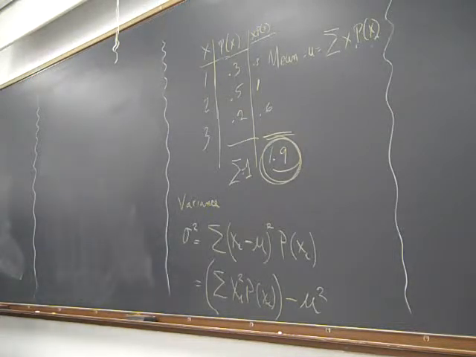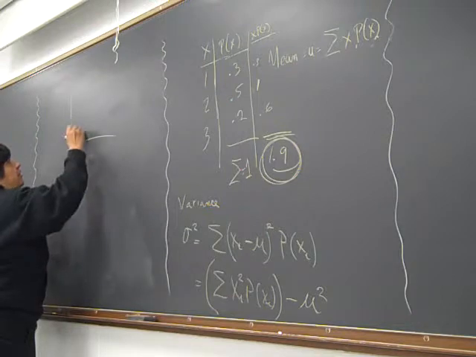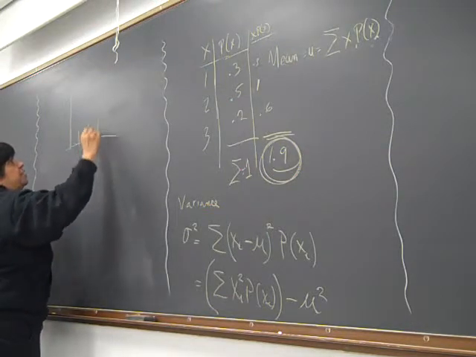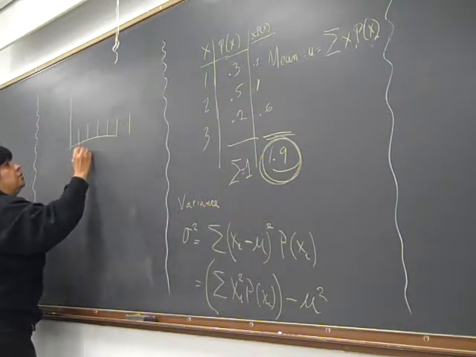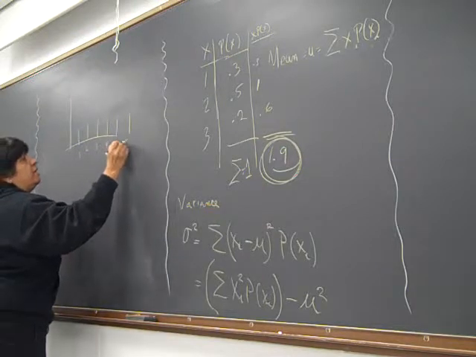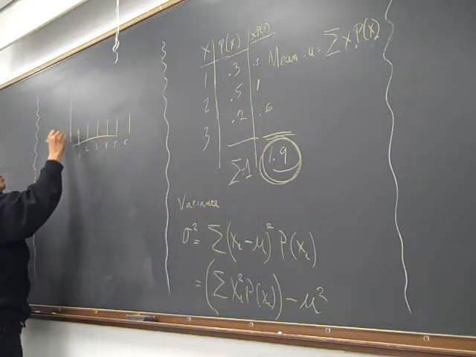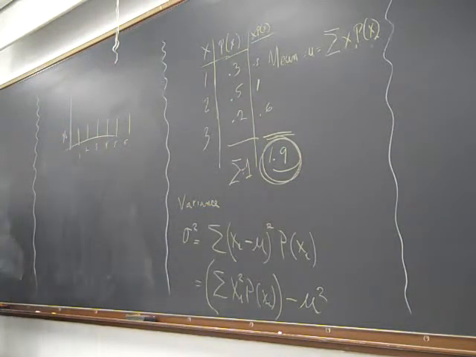For example, if I roll a die, the distribution is this: 1, 2, 3, 4, 5, and 6, and all the probabilities are going to be 1/6. This is the probability distribution for rolling one die, no matter how many times you do it. This is the whole distribution.